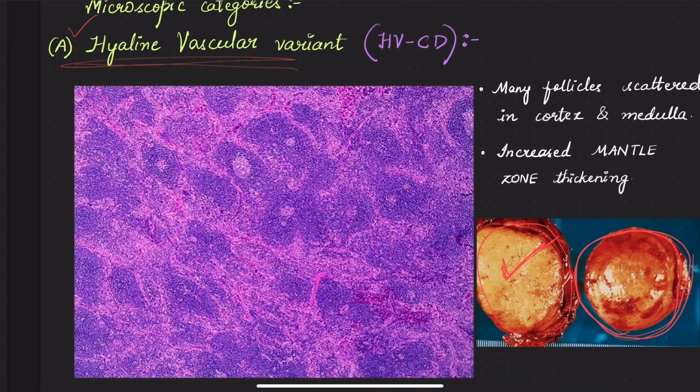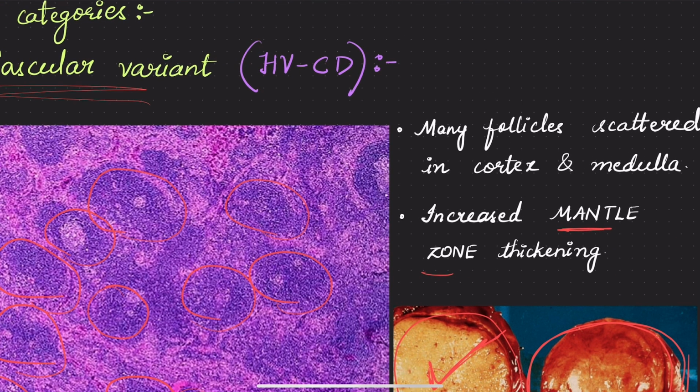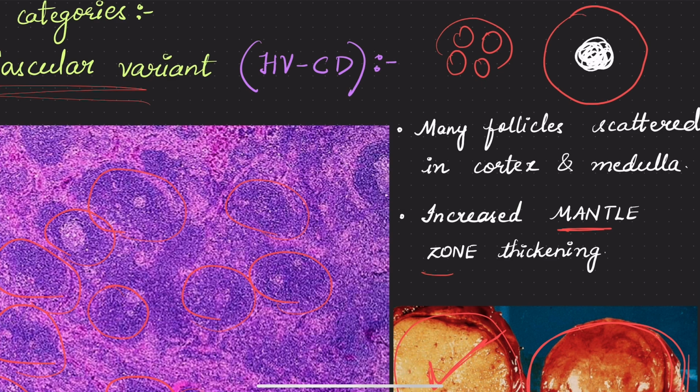So in the microscopy, there are many lymphoid follicles. These are the follicles. They are scattered all through the cortex as well as the medulla. Many follicles scattered, and there is increased mantle zone thickening. Within this lymph node having many follicles, each follicle has a center. This is the germinal center, where the cells arise. They move out. This is the mantle zone. Outside is the mantle zone, and to the periphery, extreme last, is the marginal zone.